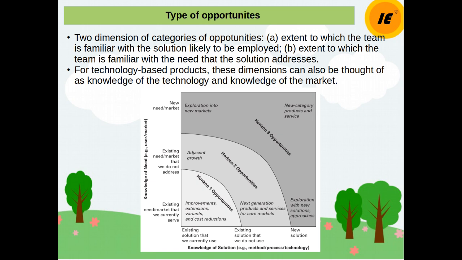And of course Horizon 2 here means where you are creating the next generation product. That's not too risky, but still risky, not like Horizon 1. Now let's see, when you have an existing need of the market that we do not address, that means the next need of the customer, and you use the existing solution, it's like adjacent growth. I don't know too much about that, so I'll skip that.